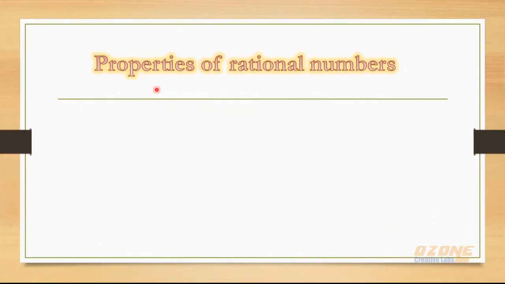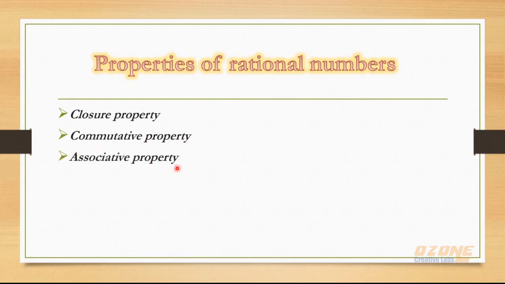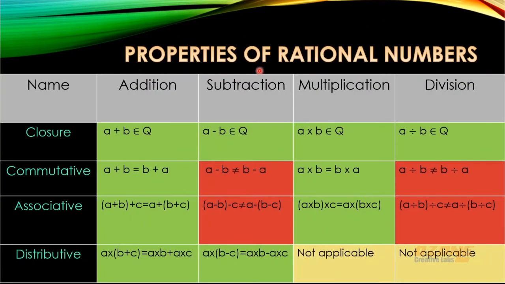Now we'll see some properties of rational numbers. The properties are closure property, commutative property, associative property, identity, inverse and distributive property. Now we'll see operations on rational numbers using this table. The operations are addition, subtraction, multiplication and division, and our properties are closure, commutative, associative and distributive. So we'll see each and every property.